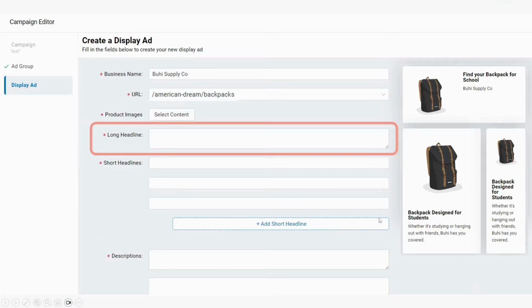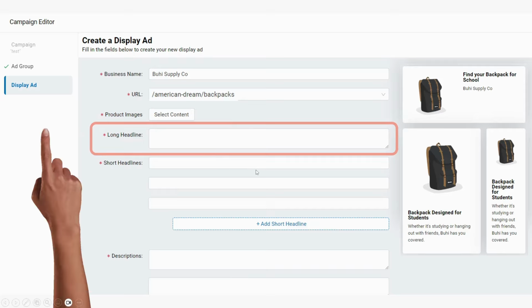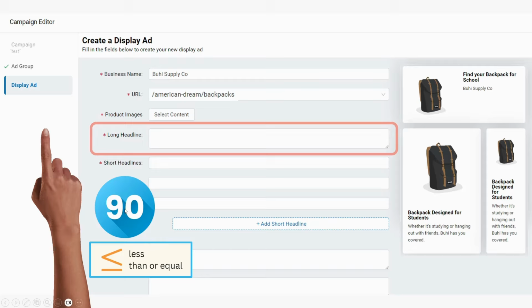All right, so let's go one by one. Let's start with our long headline. What are some things you need to know? First, you must include a long headline for each ad campaign. This is required, with the little star, right? You can only have one long headline per campaign or per ad that you have here. And you can only have 90 characters in this long headline. There's no specific minimum character requirement for the headline. So if you would prefer a shorter headline, such as 20 characters, that's acceptable too. So 90 or less, right? That's your character requirement.